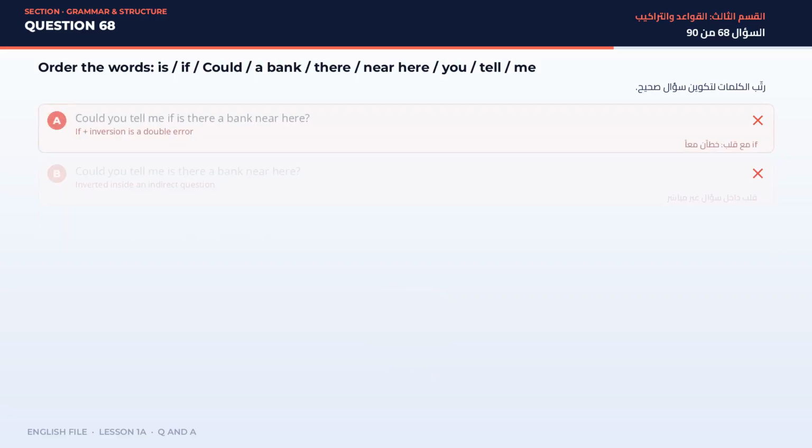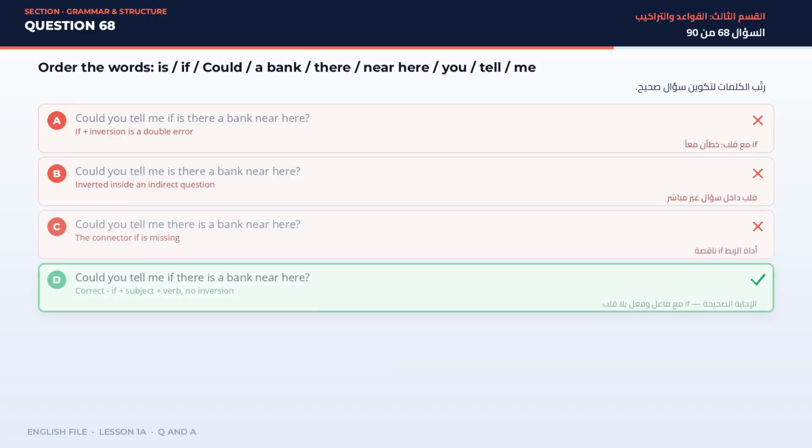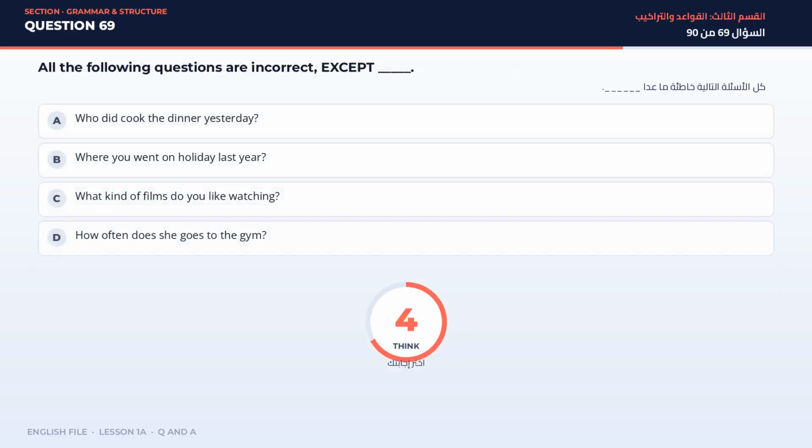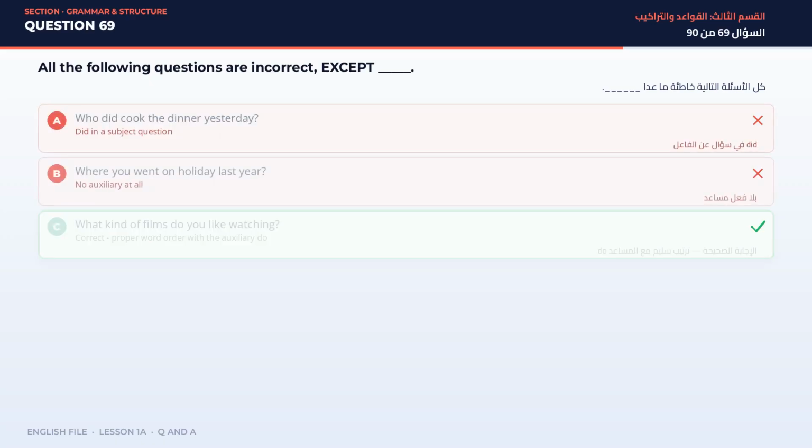Question 68. The answer is D. Could you tell me if there is a bank near here? If plus subject plus verb, no inversion. Not A, if plus inversion is a double error. B, inverted inside an indirect question. C, the is missing.